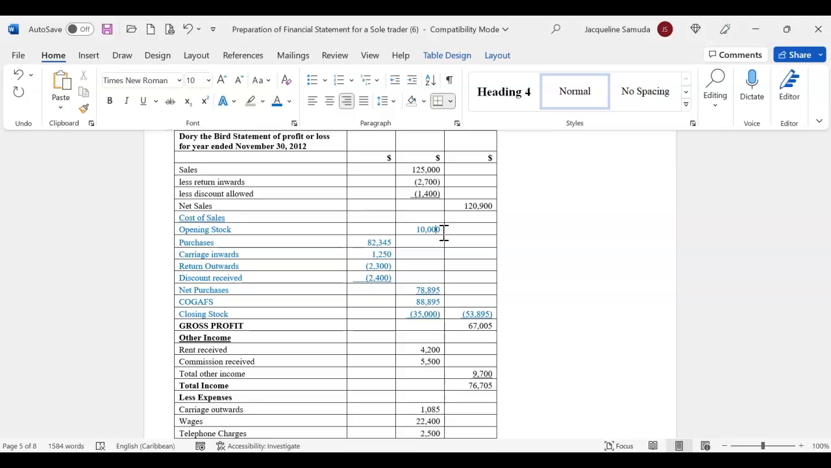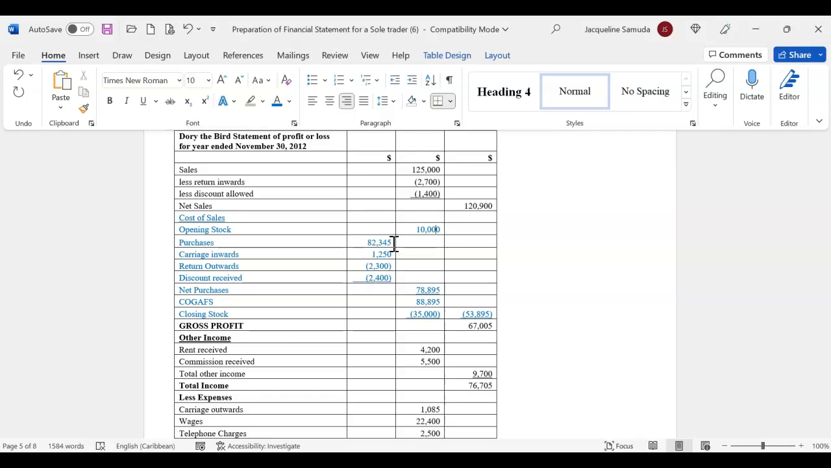Then you have another set of goods that were purchased during the year, and this came to $82,345. So from December 1st, 2011, all the way through to November 30th, 2012, Dory the Bird bought $82,345 worth of goods. Because in some instances the vendor didn't drop off the goods for her, she had to pay $1,250 as transportation cost to get the goods from the supplier to her shop, her store, her warehouse. So this carriage inwards has to become a part of the cost of the goods she bought that day. All right? So the carriage inwards adds to the value of the goods. So we add it to purchases.